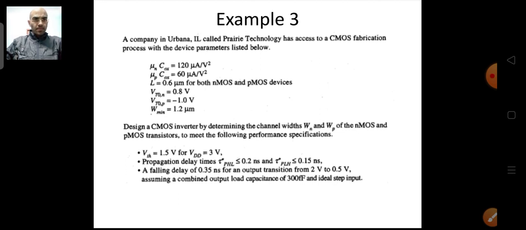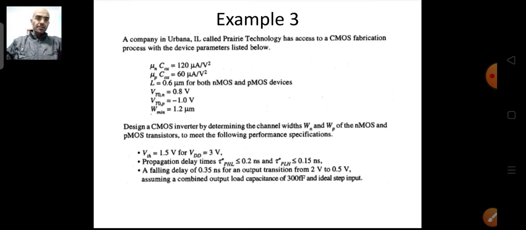So the problem says that a CMOS fabrication process has the device parameters listed below. These are the parameters given. mu n Cox is this, mu p Cox is half of this. L is the minimum length of the NMOS and PMOS devices, which can be 0.6 micrometer, and VTN and VTP are also given. Then W minimum, the minimum width of the device which you can keep, is 1.2 micrometer. So this is basically a 0.6 micrometer technology in which we are working.